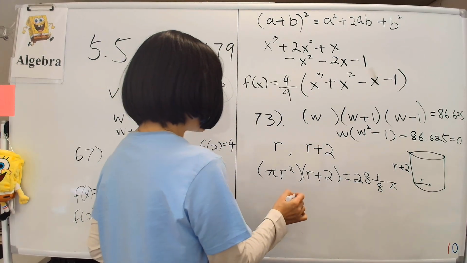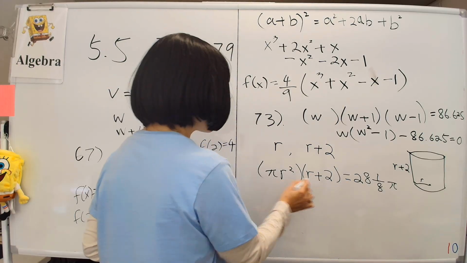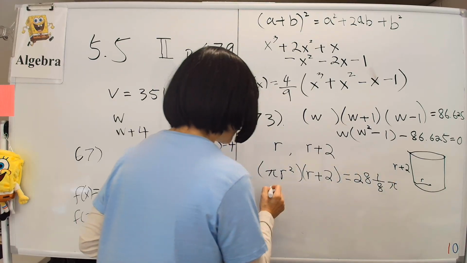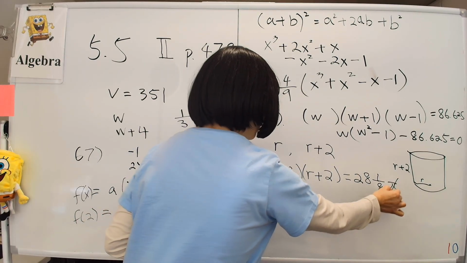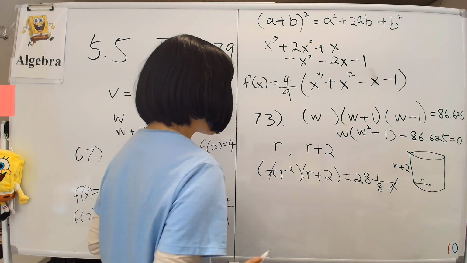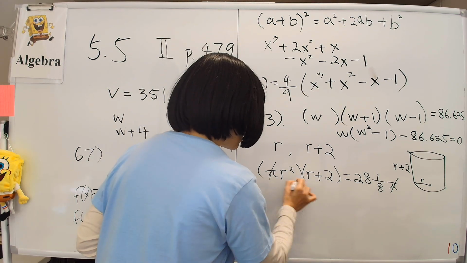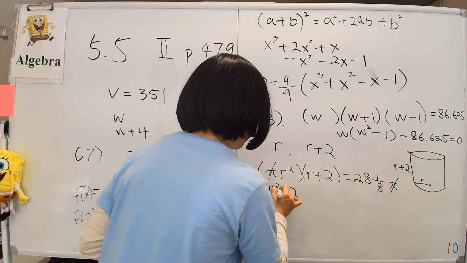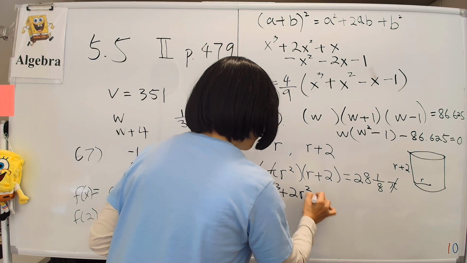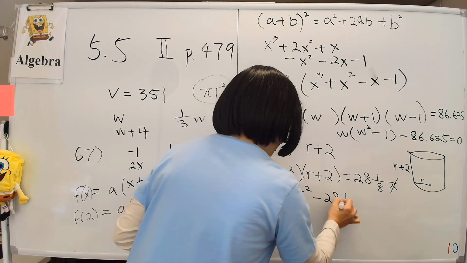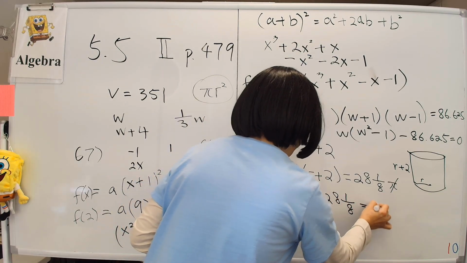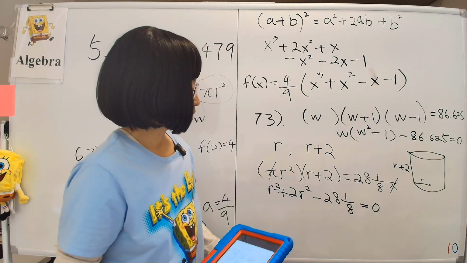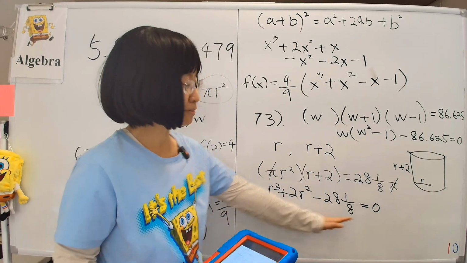Once we've done that, you solve this equation by putting everything on one side, equal to 0. We'll cancel out the pi, because there's a pi on each side of the multiplication. Then multiply this out, it becomes r cubed plus 2r squared minus 28 and an eighth equals 0. You don't even have to multiply it out, I think the calculators can handle this. But you should probably put it on this side so that we know what you're factoring.